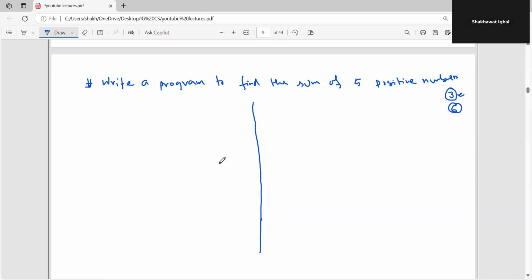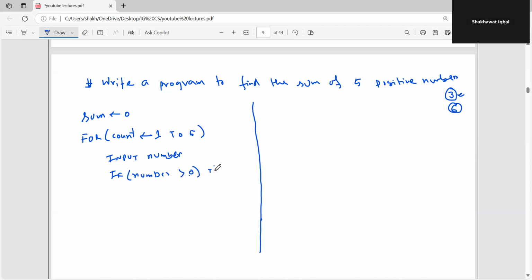So you can understand that, and here in this example, we'll introduce the while loop also with you so that you can get the concept of while loop. So let's start the first one. So here we'll write sum equals to 0. For count is 1 to 5. Input number. If the number is greater than 0, then only I will add that number with sum.